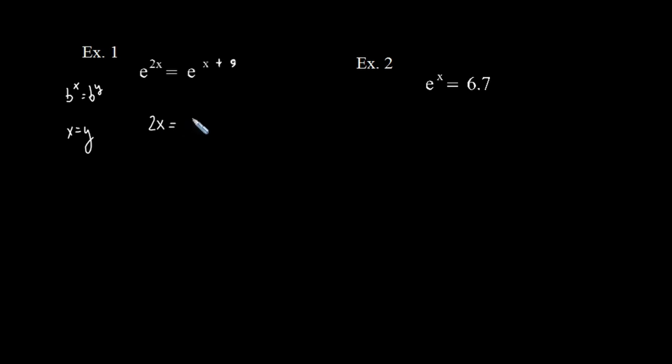So we have 2x is equal to x plus 9, and then we'll subtract x on the left-hand side and the right-hand side, and we'll get x is equal to 9. And that will be our solution.